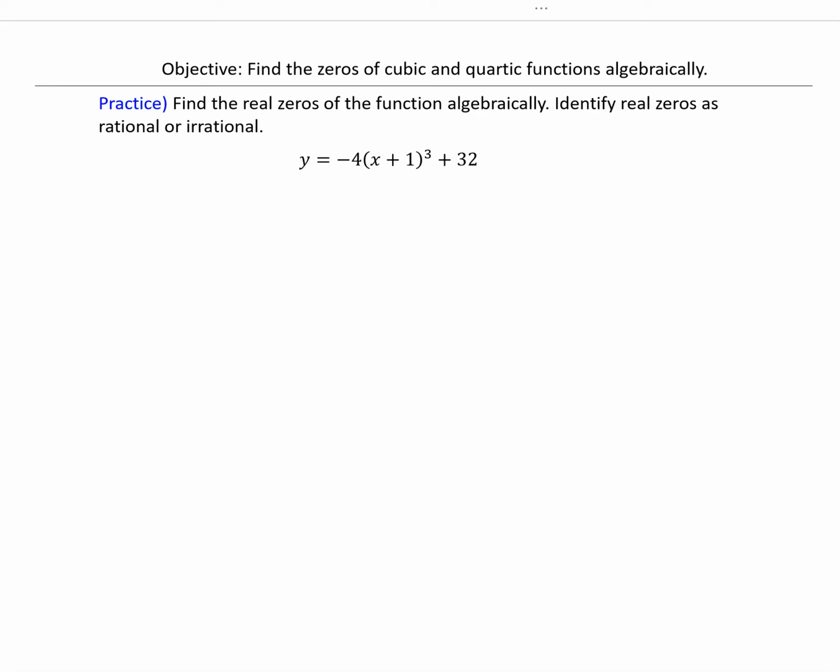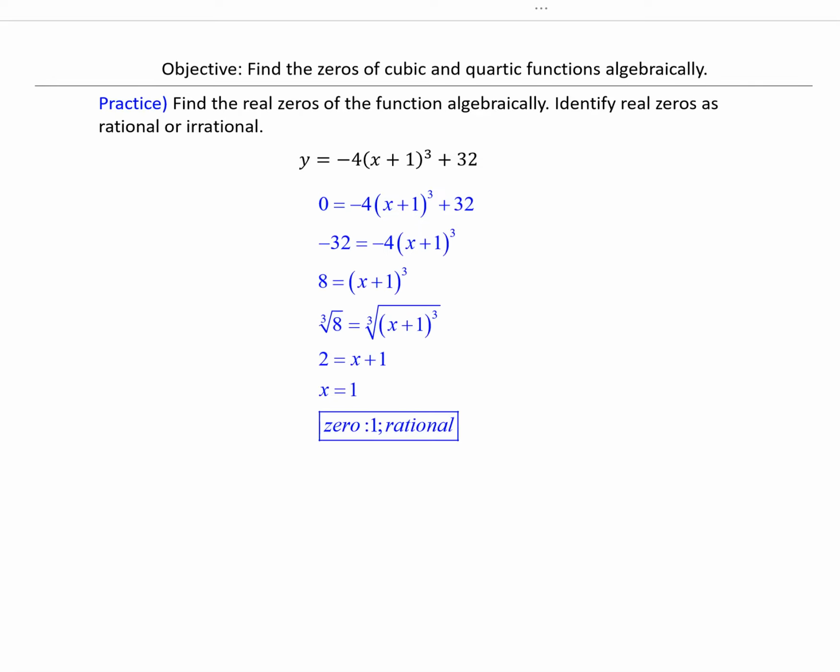All right, let's take a look and see how you did with this problem. So here is the solution or answer. So here is our algebra progressed through, we end up with an x value of 1, which is a rational number. So our 0 is 1, and it is rational.